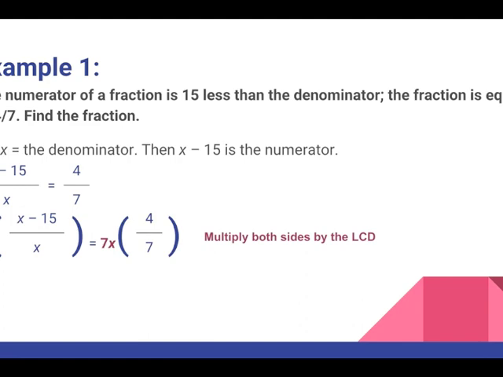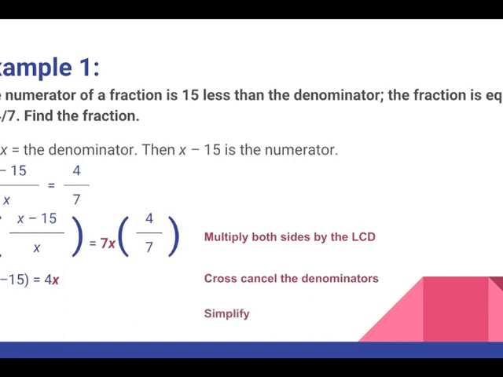So then we can go ahead and cross cancel our denominators. On the left hand side, the x's cancel out and we're just left with a 7. On the right hand side, the 7's cancel out and we're just left with an x. So we're going to get on the left 7 times the quantity x minus 15, and then on the right equals 4 times x.